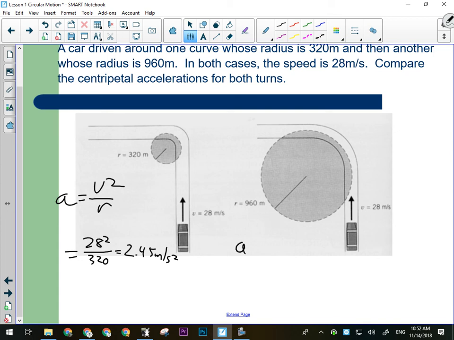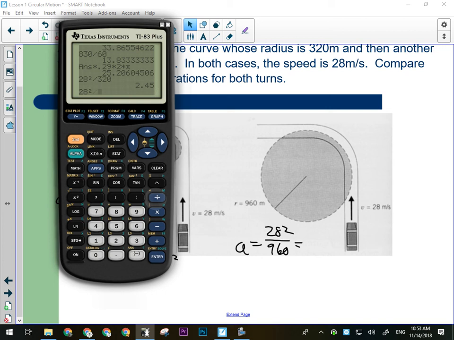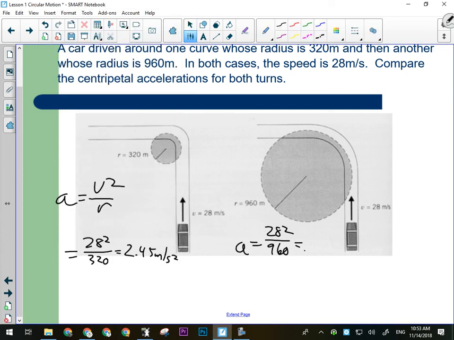And then for this one, we would have 28 squared divided now by 960. So we're looking at 0.816, right? If I multiply that by 3, I get 2.45. So 0.816 meters per second squared would be a much more comfortable experience for the occupants of the car, and it would be a much safer corner to take if it was icy or anything like that.